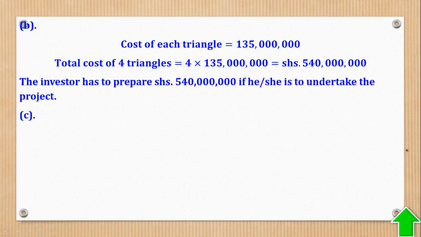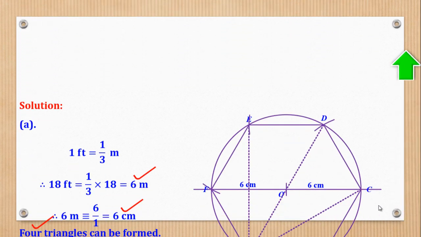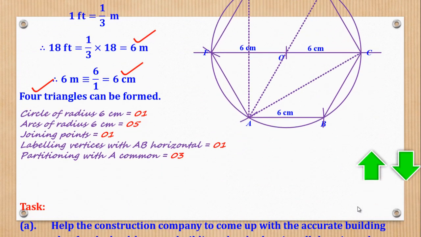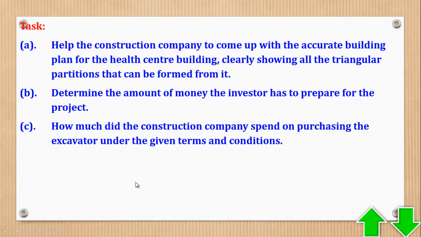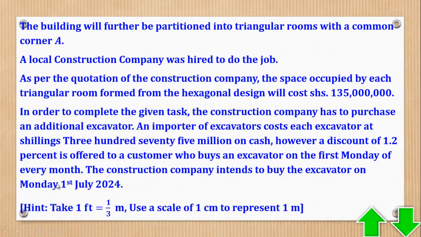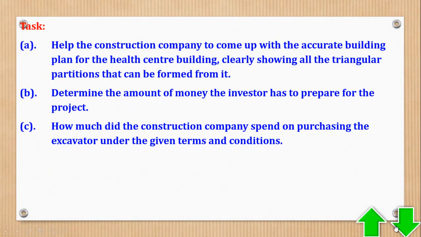Then for task C, it says, how much did the construction company spend on purchasing the excavator under the given terms? Now purchasing, remember they told us they are purchasing it on 1st July, which is the first Monday of the month. Therefore, they will get a discount of 1.2% of the total, which is 375 million.